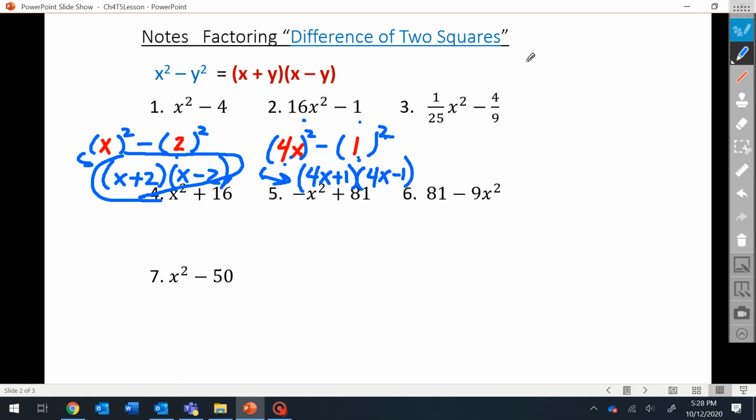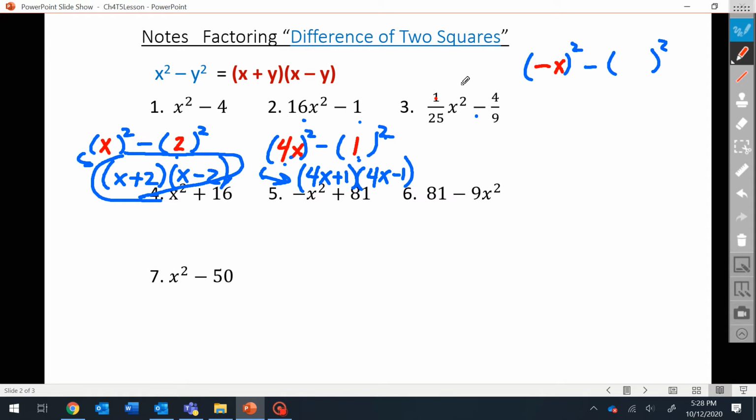Alright, what about number 3? There are two terms, and they're being subtracted, so let's check to see if this is a difference of two squares. We know x to the second power is x squared, that one's fine. But what do we raise to the second power to get 1 over 25? Well, we need to separate this into numerator and denominator.